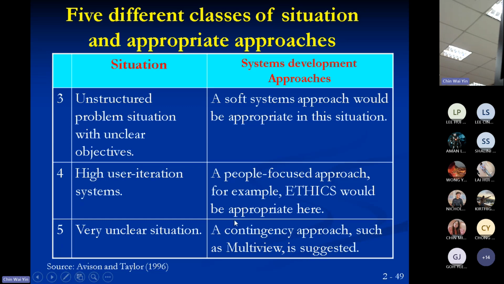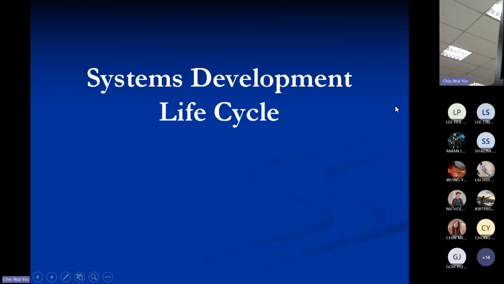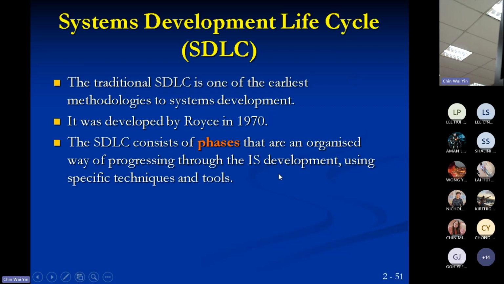Based on these authors, Avison and Taylor, there is no one best methodology. The method depends on the situation and the context, and then you choose the best methodology. For us, what we want to go through is SDLC. We will go through SDLC for the rest of the semester, starting from today right up to week 12, looking at the different stages of SDLC.